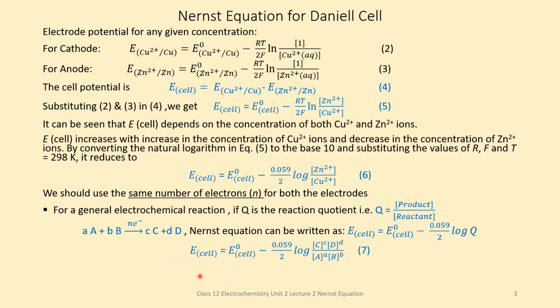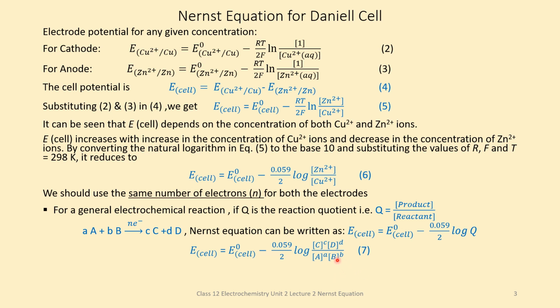And this form is E of cell is equal to E naught of cell minus 0.059 divided by 2 into log of C to the power of small c, D to the power of small d, divided by A to the power of small a and B to the power of small b.